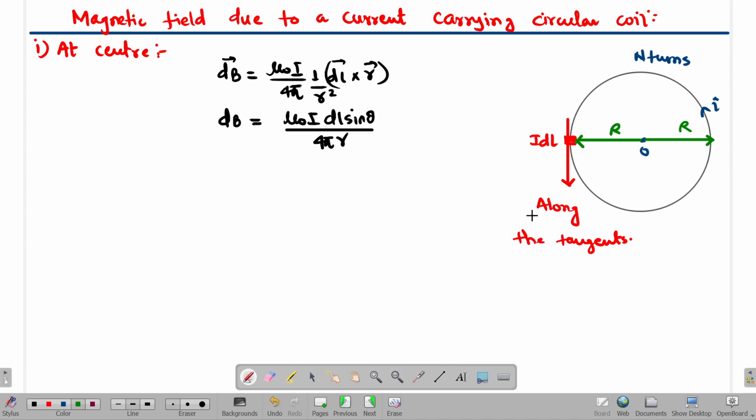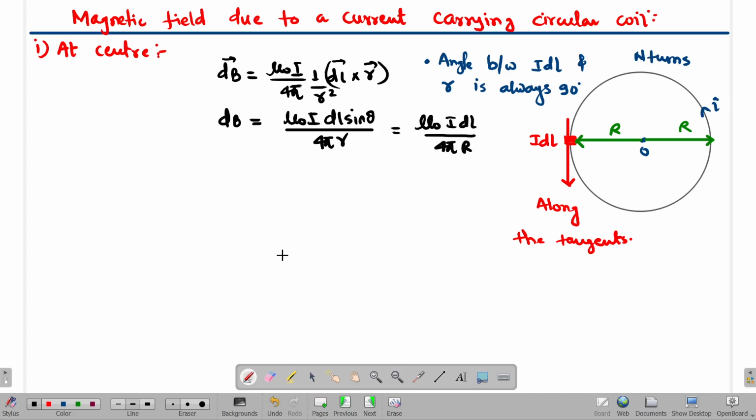So you got one nice thing: whatever happens, the angle between I dl and the distance r is always 90 degrees. How much is that always? Yes. So this dB simplifies. This is just mu naught I dl by 4 pi r square, isn't it?